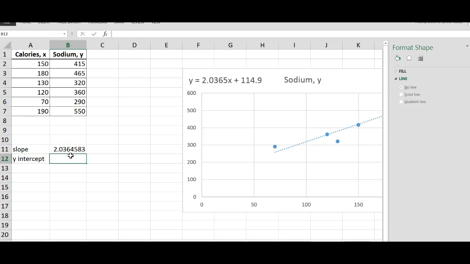And what do you do? You just say equals, intercept. Double-click on intercept right there. Known y's, comma, known x's, close the parentheses, bang. Instead of 114.9, I get, well, it's actually 114.89583. All right, let's pull this back up.